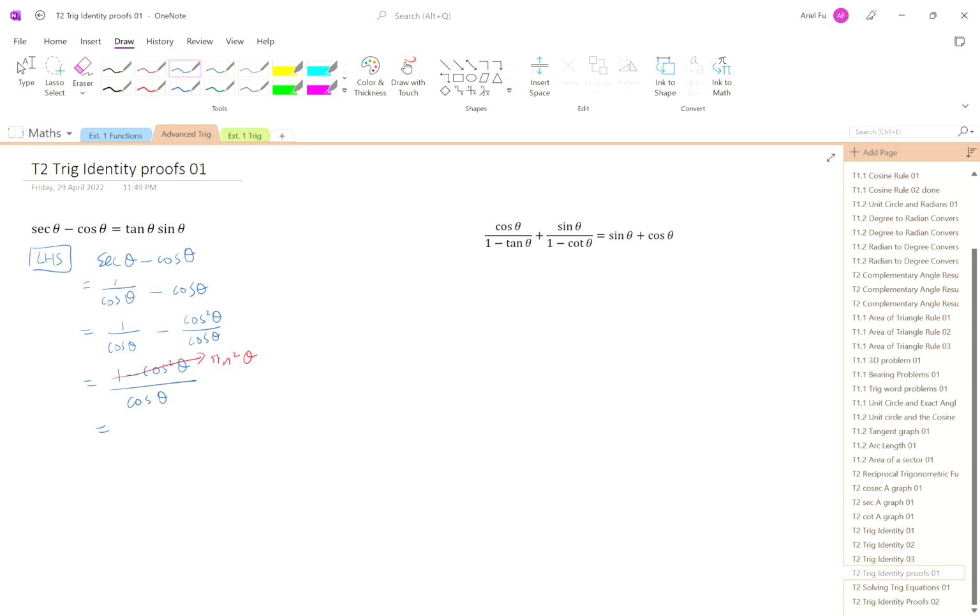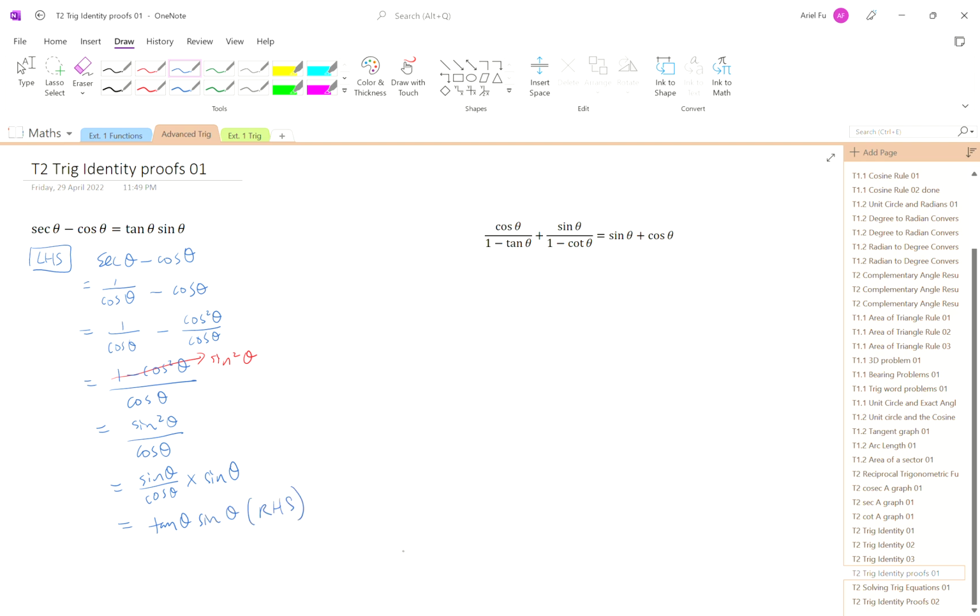So I know that this can be written as sine squared theta over cosine theta. Now, I need to get tangent. I know that tangent is sine over cosine, so I can split the sine squared into sine theta over cosine theta, times sine theta, which then gives me tangent theta sine theta, which is the right-hand side.